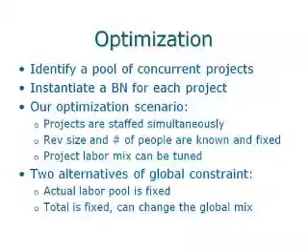Okay, then we do the optimization. For optimization, we identify a pool of concurrent projects. The concurrent projects are defined as the projects that are running in the same month. For each concurrent project, we have the values of the parents of GPR. Given those, the GPR is independent of everything else, and we instantiate a Bayesian network for each project, meaning that we get those values and we get the formula for expected GPR.